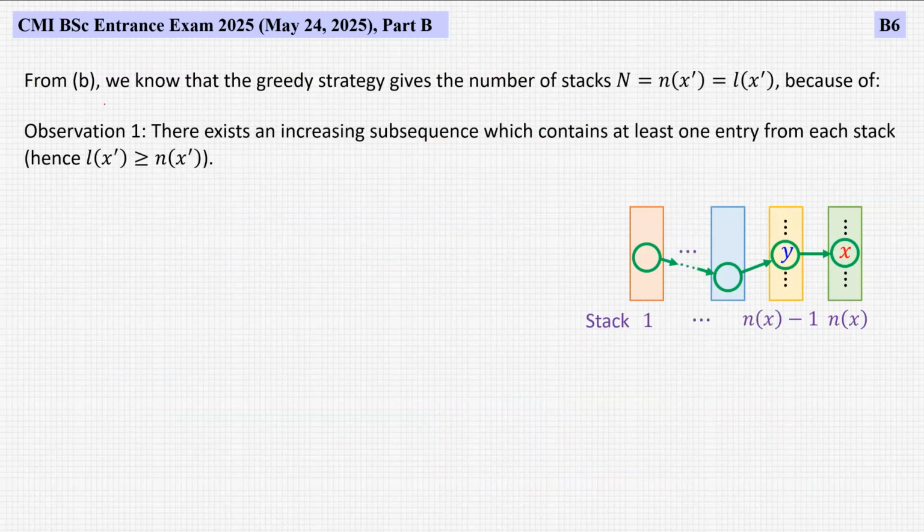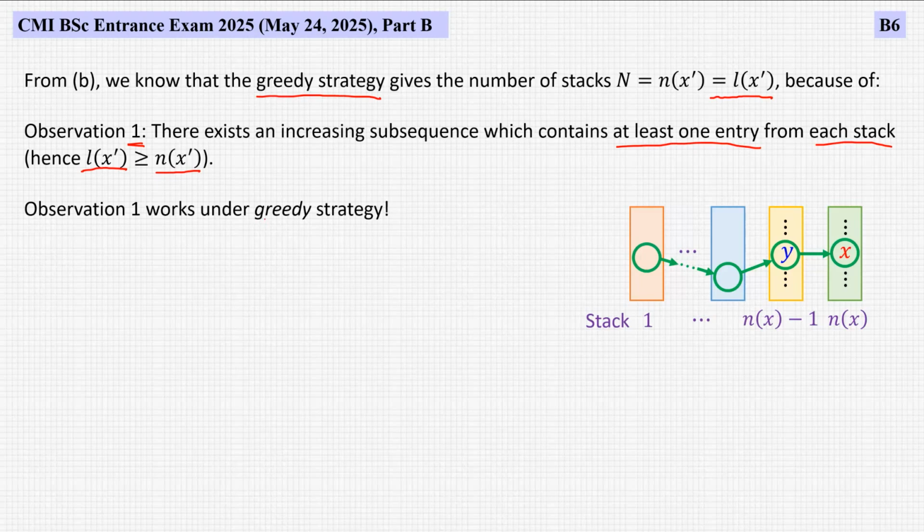However, from problem B, we found out that the greedy strategy gives the number of stacks that is the same as the length of the longest increasing subsequence. This is because of the first observation, stating the existence of an increasing subsequence which contains at least one entry from each stack, resulting in the length of such subsequence being greater than or equal to the total number of stacks. Unlike the second observation, this first observation requires the greedy strategy because we use the rule of the greedy strategy such as x jumping over some y only if y is less than x.